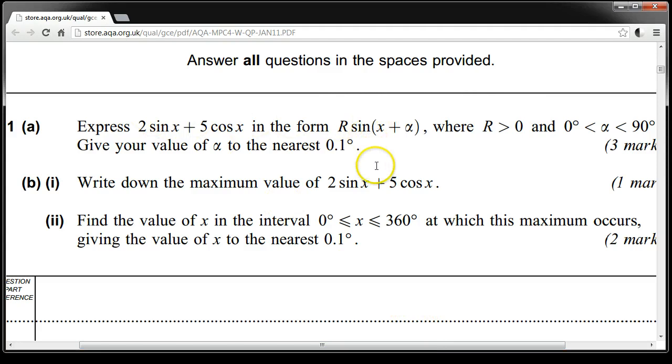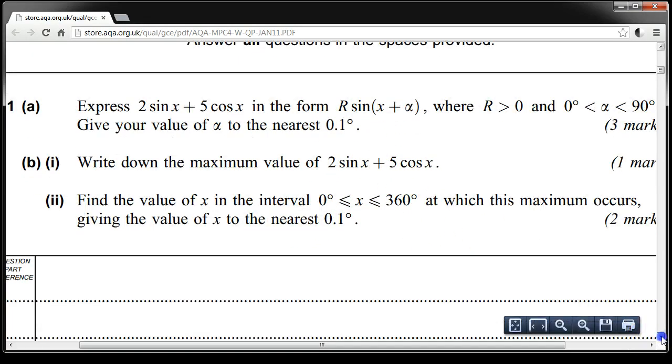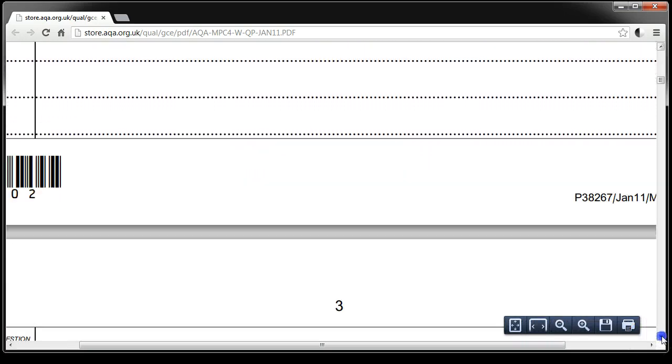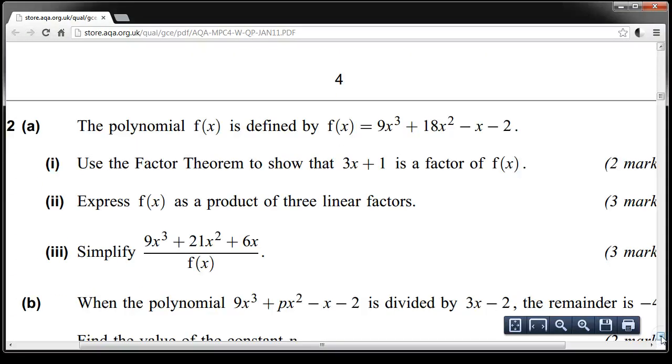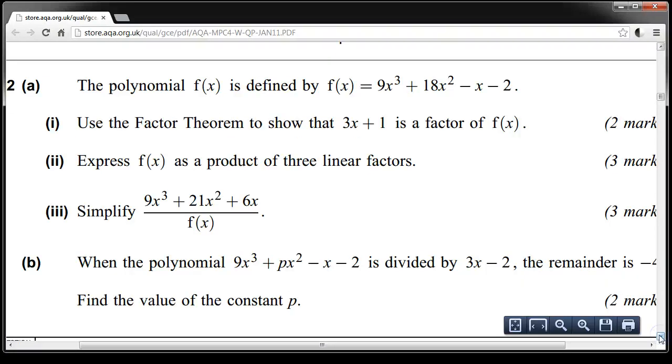Trig stuff, compound angles, this is fairly standard. Maximum value will be easy to obtain then, and find when this maximum value occurs is just solving this equals a value. So that's a standard question, no surprises really, and a nice question to start with, and it is question 1 anyways. So the next question now, polynomial, cubic, factor theorem, that's easy.